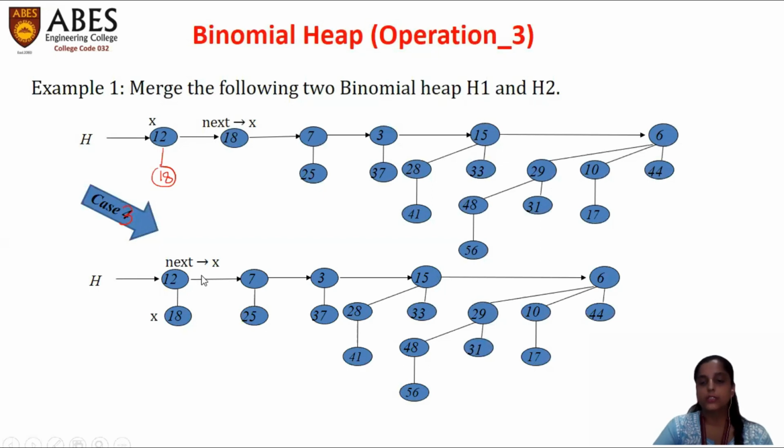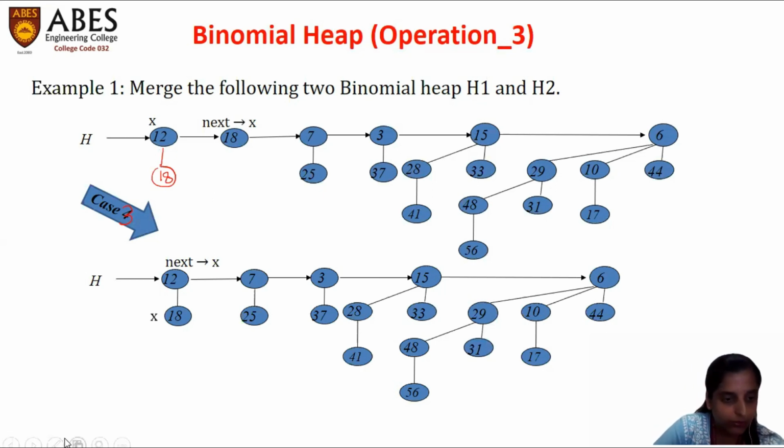Now, after this, again we can see this particular binomial tree is of the order B1. This is again of the order B1. This is again of the order B1. So this binomial heap is not free from violation till now, so we have to apply more cases.